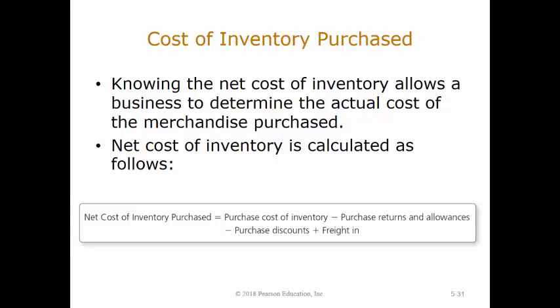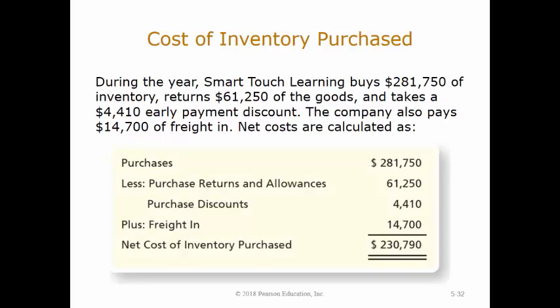During the year, Smart Touch Learning buys $281,750 of inventory, returns $61,250 of the goods, and takes a $4,410 early payment discount. The company also pays $14,700 of freight in. Net cost equals $230,790.